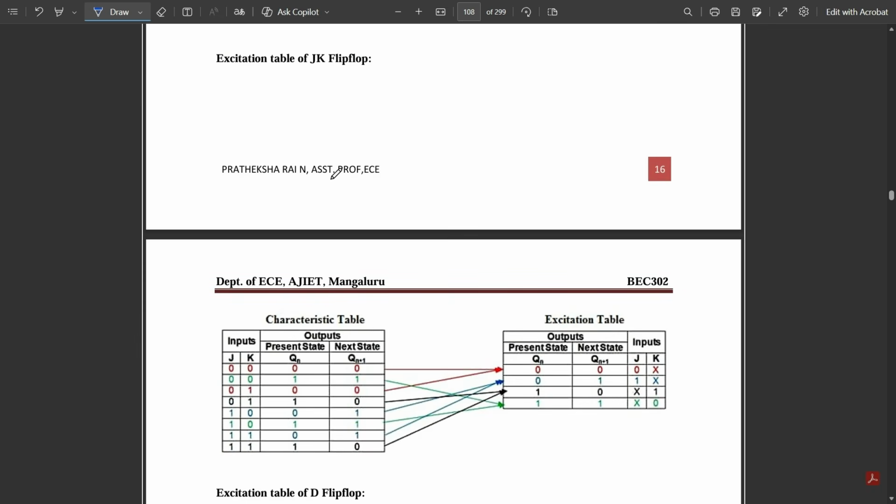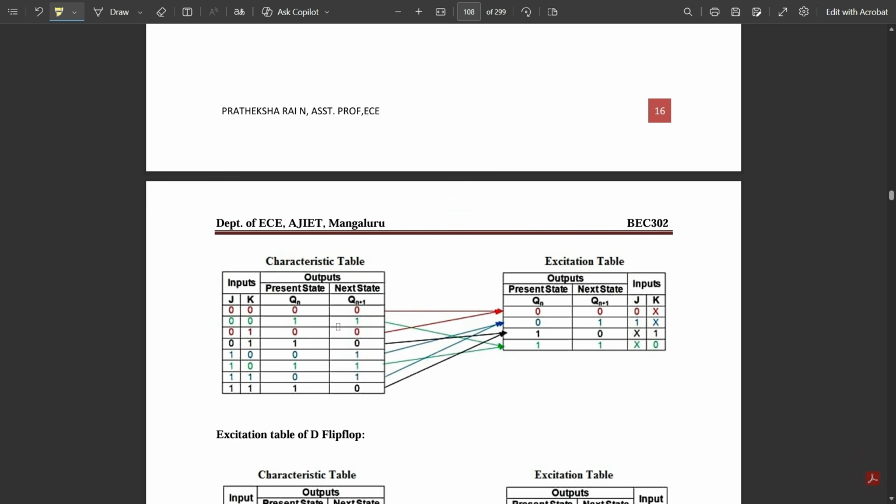Similarly, for the other three flip flops they have given. This is for the JK flip flop. You see here the same thing. First, you see where 0 0 is repeated twice here. So the inputs provided to that are 0 0 and 0 1. It remains the same, that is 0 X, the same as the SR flip flop.